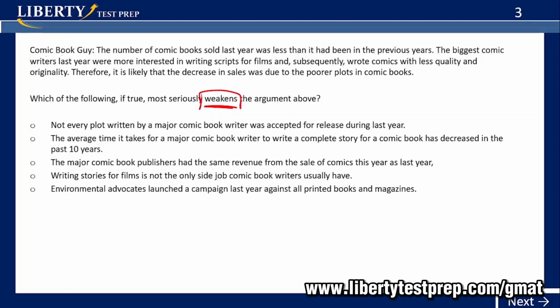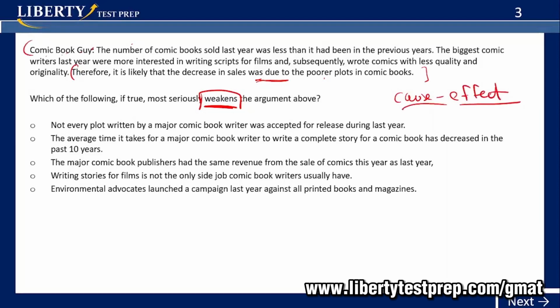You have a comic book guy. The comic book guy says, the number of comic books sold last year was less than it had been in the previous years. The biggest comic writers last year were more interested in writing scripts for films, and subsequently wrote comics with less quality and originality. Therefore, it is likely that the decrease in sales was due to the poorer plots in comic books. So this is what we call a cause-effect type of argument.